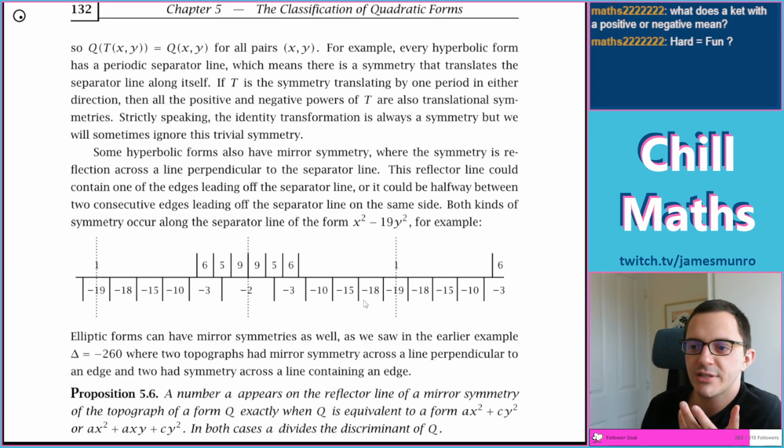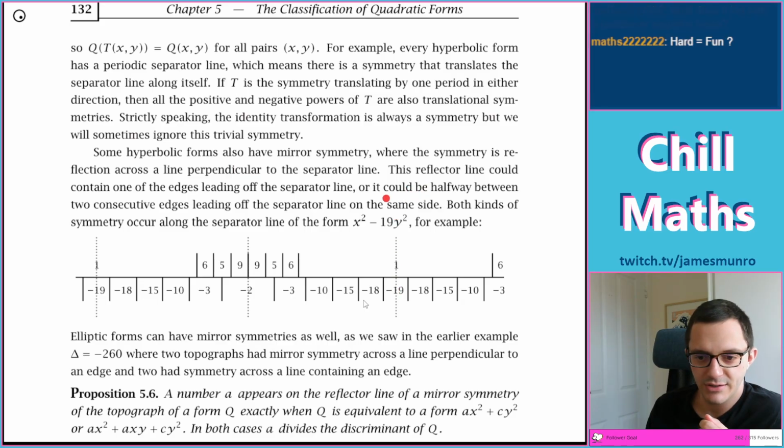If T is the symmetry translating by one period in either direction, then all the positive and negative powers of T are also translation symmetries. You keep doing it as much as you like. Identity transformation is always a symmetry, but can't be bothered. Okay. Some of them also have a mirror symmetry. Yes, we've been thinking about this because they made us do an exercise, some of them had mirror symmetry. This reflector line could contain one of the edges, or it could be in between like this. Both kinds occur along the separator line of this one.